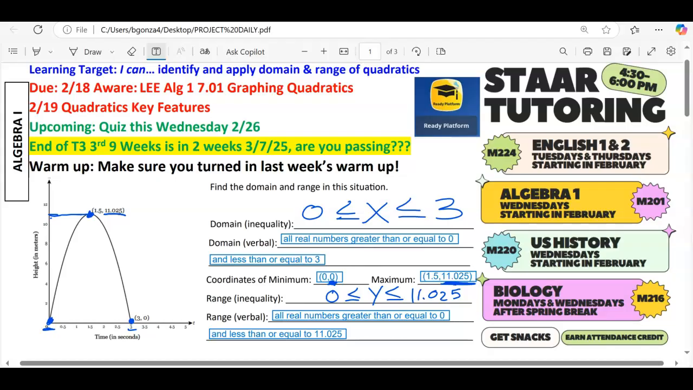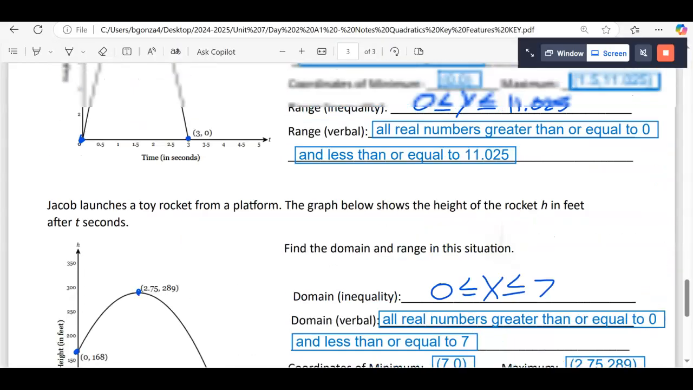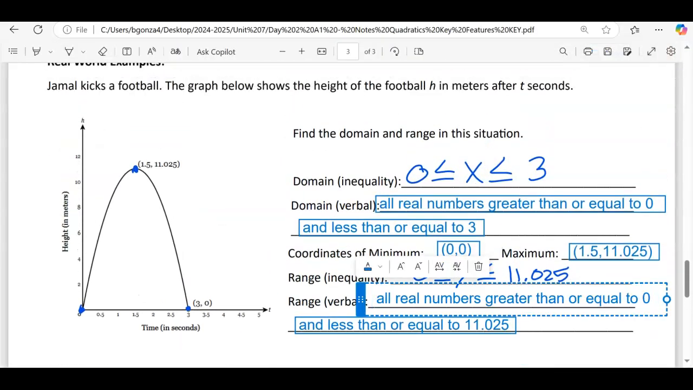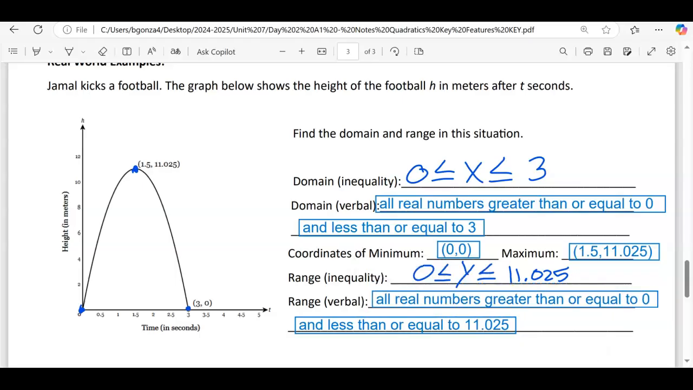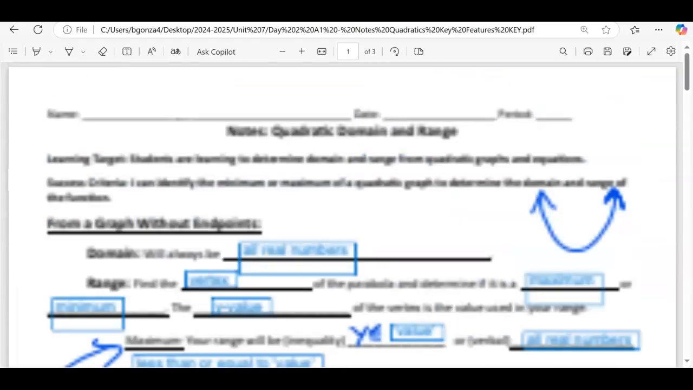Here we go. I want you to open up your notes to right here. Look, on your notes. This might look very familiar because the warm-up is the problem on your notes, okay? So look, this is what your notes look like.